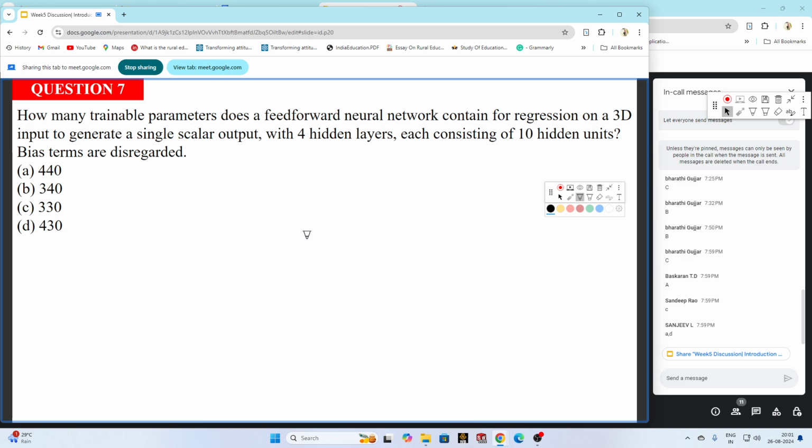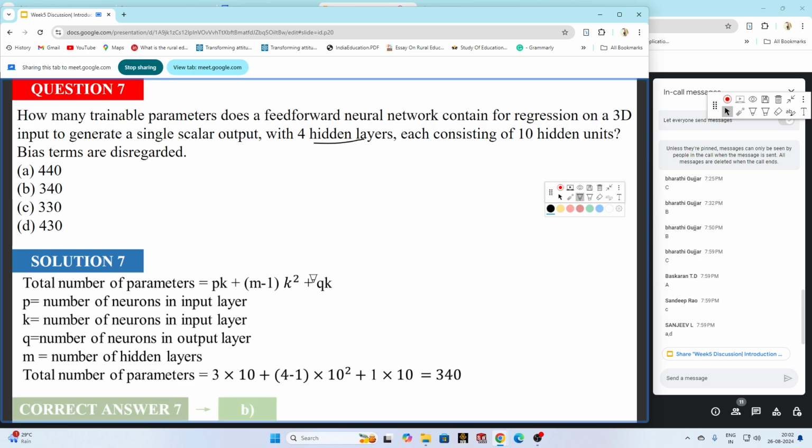That means you have 3 inputs in your input layer. You have 4 hidden layers, each containing 10 hidden units, each containing 10 neurons. Bias terms are disregarded. So these are your options: A is 440, B is 340, C is 330, and D is 430. So any guesses for this?